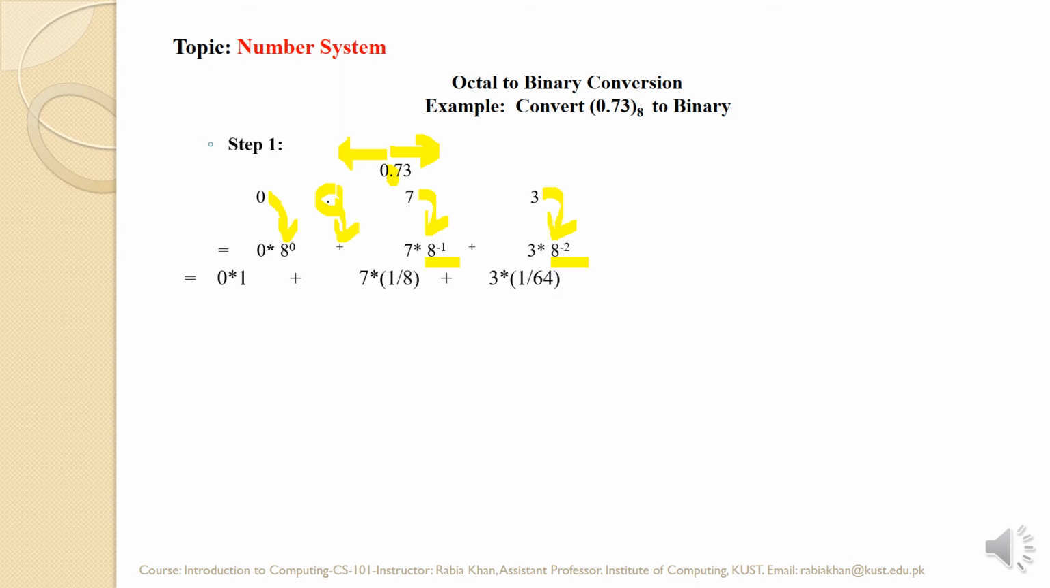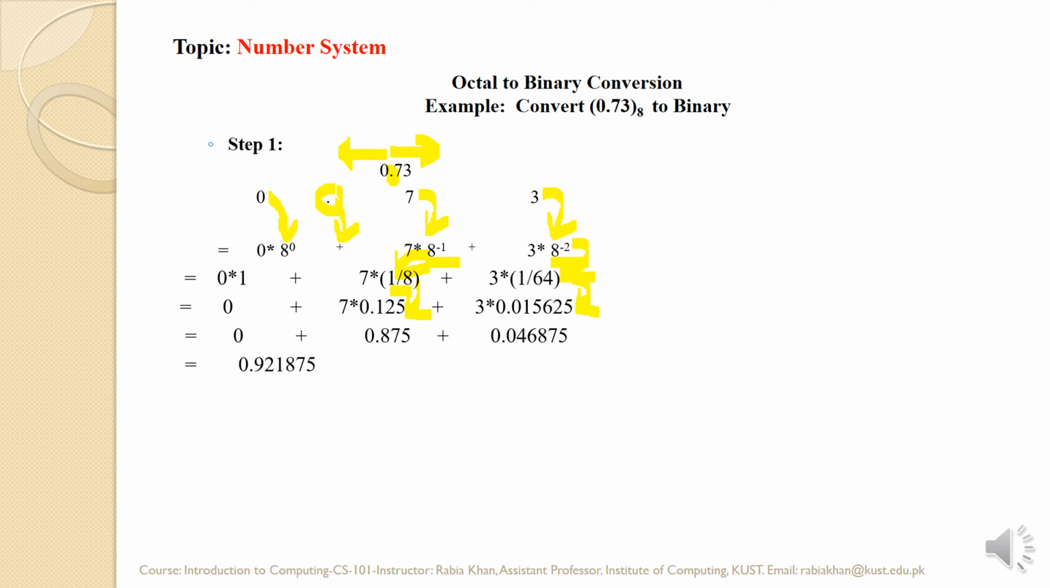After clearing up the powers, this is the answer, and we divide the given equations. 8 raised to power -1 is actually 1 by 8, and 8 raised to power -2 is actually 1 by 64. After dividing, 1 by 8 is equal to 0.125, and 1 by 64 is equal to 0.015625. After multiplication, these are the results, and when we add up these products, the answer is 0.921875. But keep in mind, this is a decimal number.